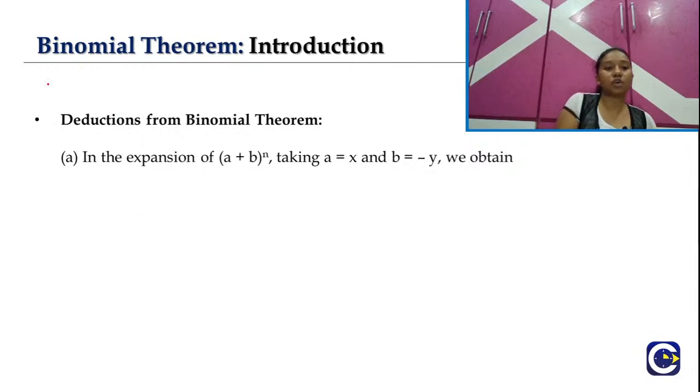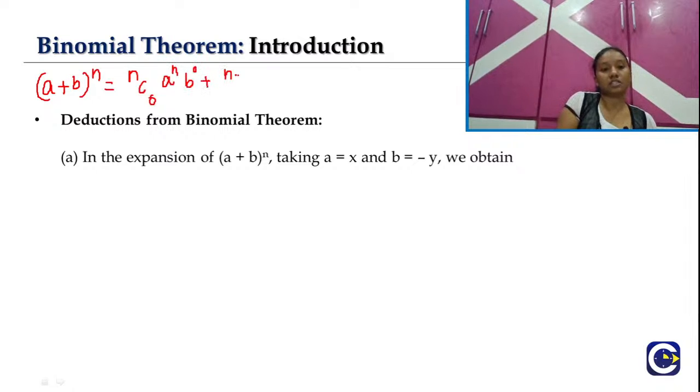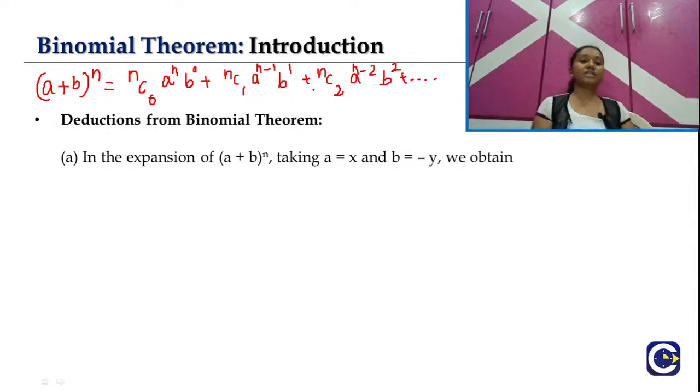So we already know our general binomial theorem, which is given by (a + b) whole power n, expanded as nC0 a power n b power 0 plus nC1 a power n minus 1 b power 1 plus nC2 a power n minus 2 b power 2, and so on. Right, so this is our general binomial theorem. Using this expansion, we are going to deduce some expansions here.